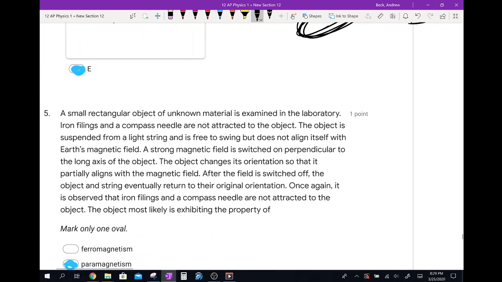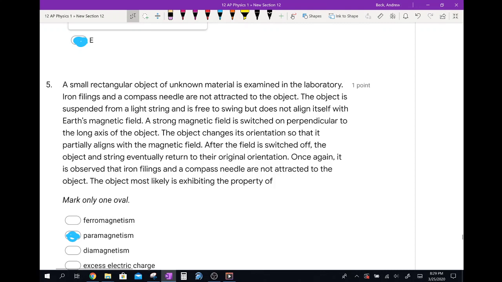All right, so for 5, a small rectangular object of unknown material is examined in the laboratory. Iron filings and a compass needle are not attracted to this object. The object is suspended from a light string and is free to swing, but does not align itself with the Earth's magnetic field. A strong magnetic field is switched on perpendicular to the long axis of the object. The object changes its orientation so that it partially aligns with the magnetic field. After the field is switched off, the object and string eventually return to their original orientation. Once again, iron filings and a compass needle are not attracted to the object. The object is most likely exhibiting the property of one of these.